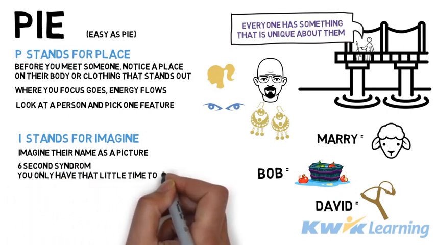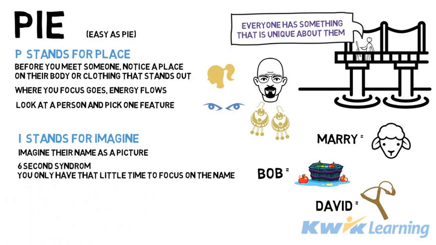You need to be able to overcome, when I'm talking about focus, what I call the 6-second syndrome. When somebody gives you their name, you have about 6 seconds to do something with that name. Otherwise, it just disappears into the ether. And by imagining it, it forces your focus on the person's name. And so that's really why it works.